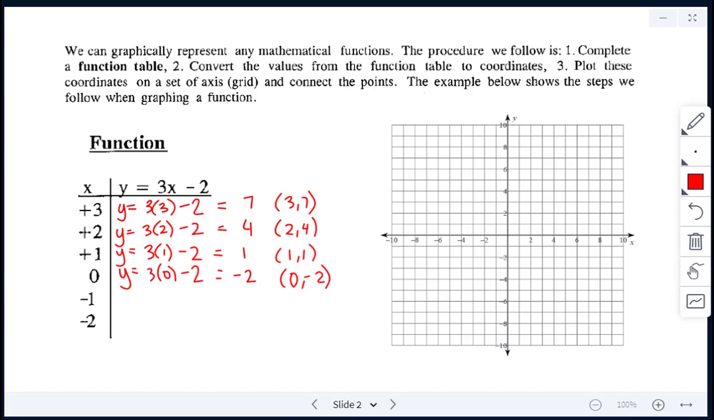All right, so our next one, we get into our negative values for x. Here, y is equal to 3 times negative 1, and then we're subtracting the 2. So 3 times negative 1, that's negative 3. Negative 3 minus 2 gives me negative 5. So our coordinate is negative 1, negative 5. And our last one, for negative 2, 3 times negative 2, then we're subtracting the 2. So 3 times negative 2 is negative 6. Negative 6 minus 2 gives me negative 8. So our coordinate is negative 2, negative 8.